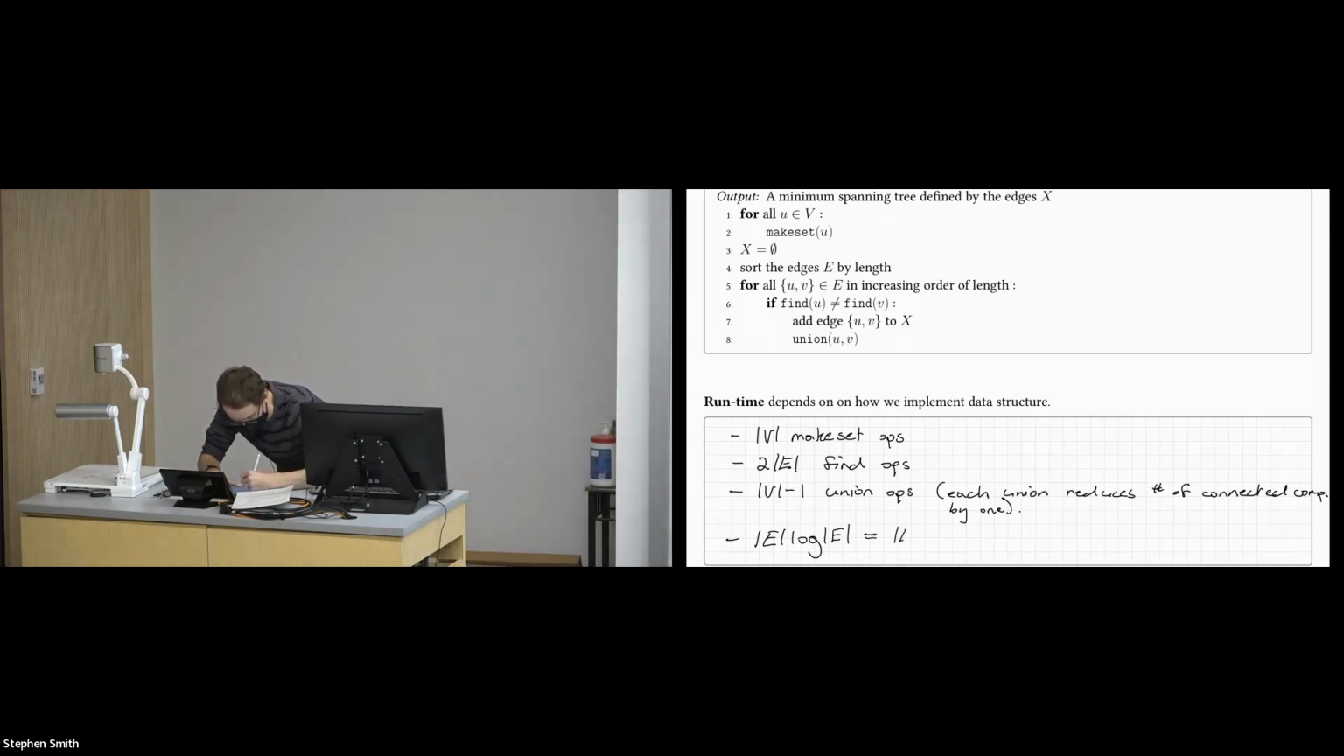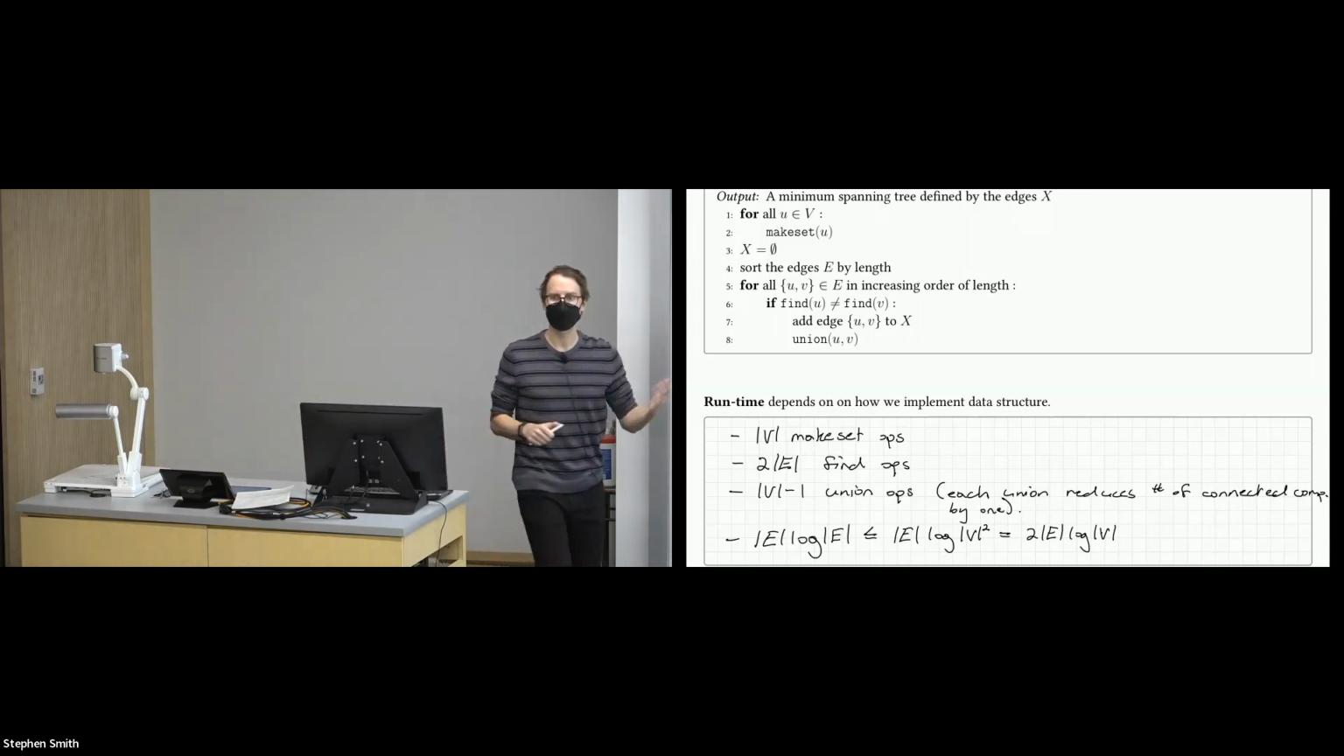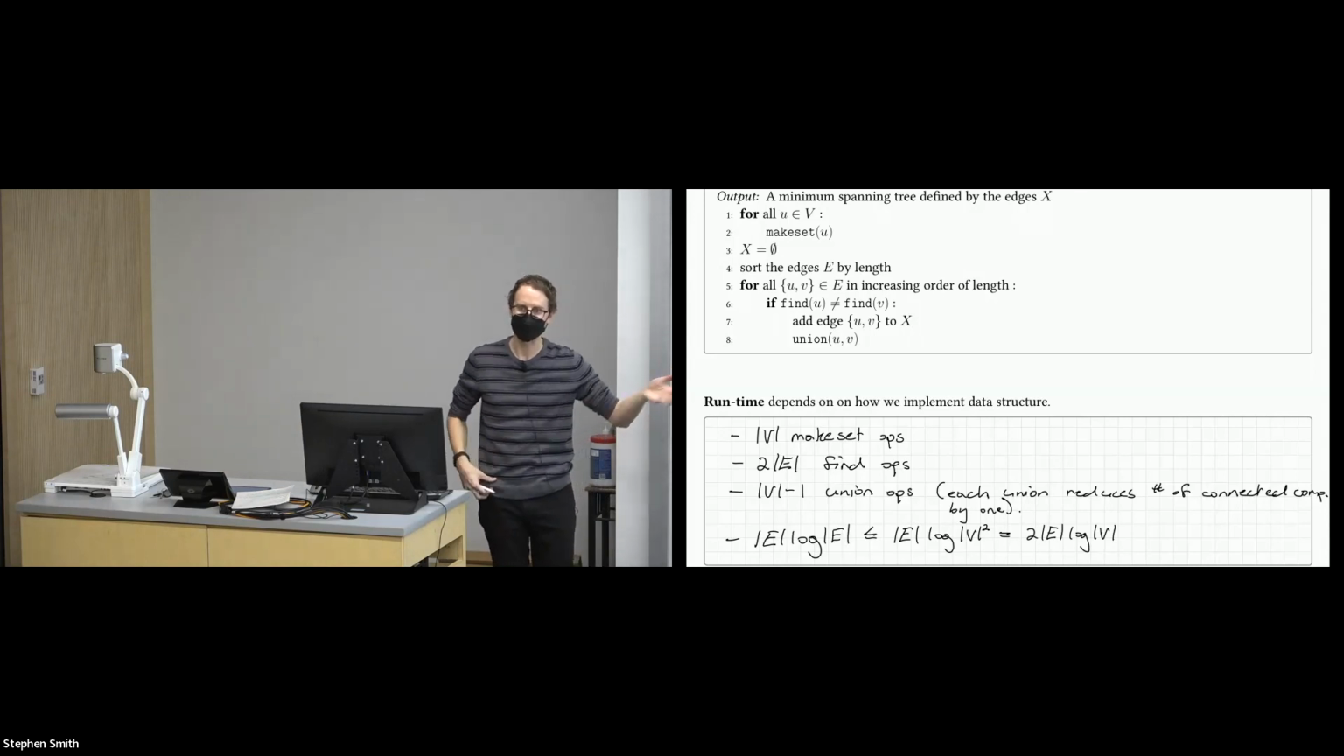You see what I'm saying? It's less than or equal to E log V squared. There are at most V squared edges, which equals 2E log V. That's only going to come into play when I write the runtime. I'm going to write it with a log V in it instead of a log E.